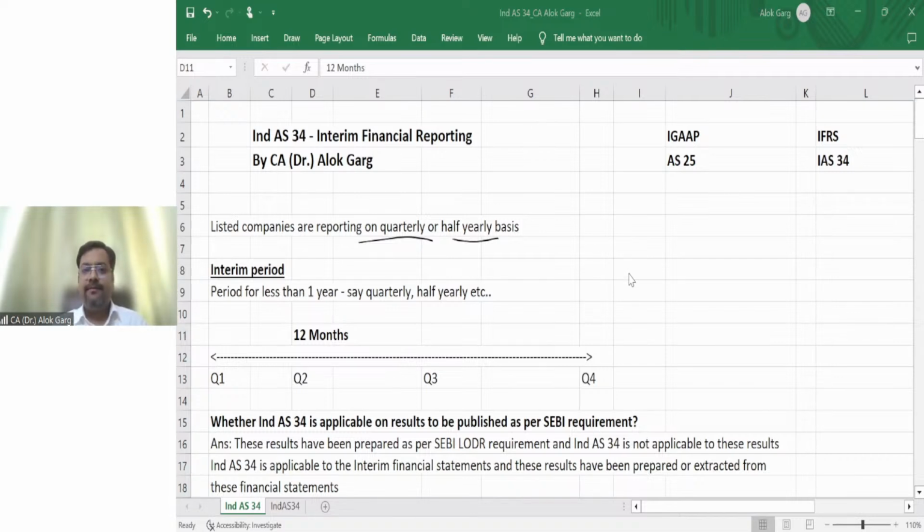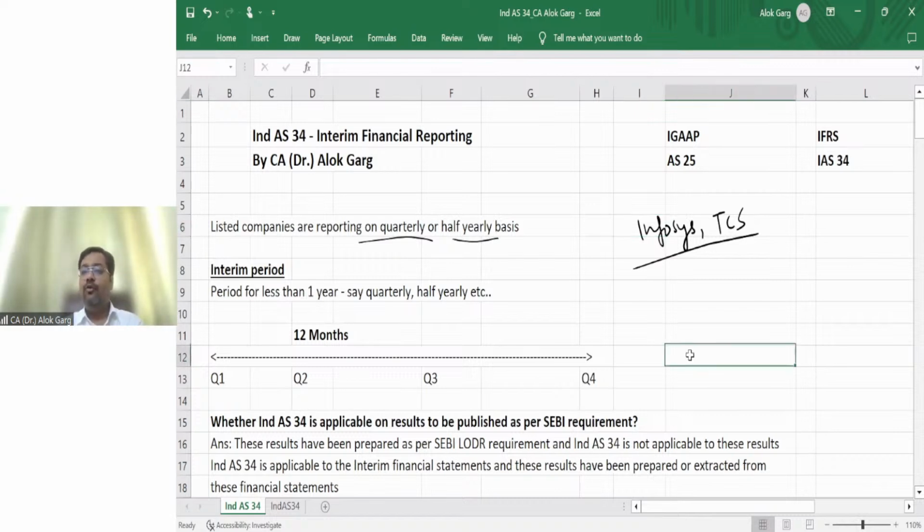Is that clear? So listed companies are reporting on a quarterly or half yearly basis. Now let's assume a listed company like Infosys Limited or TCS Limited. These companies present their interim financial statement on their website on a quarterly basis.